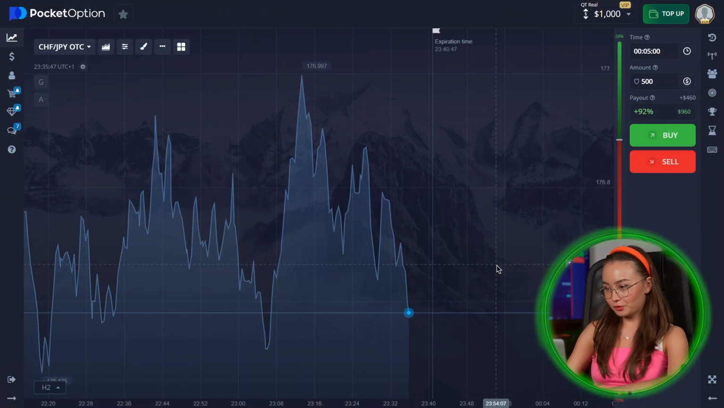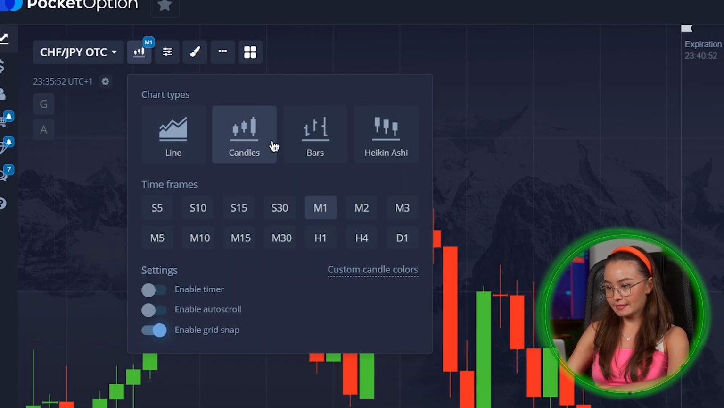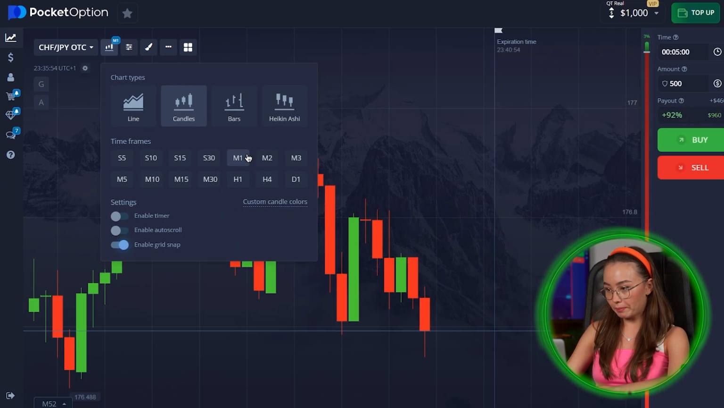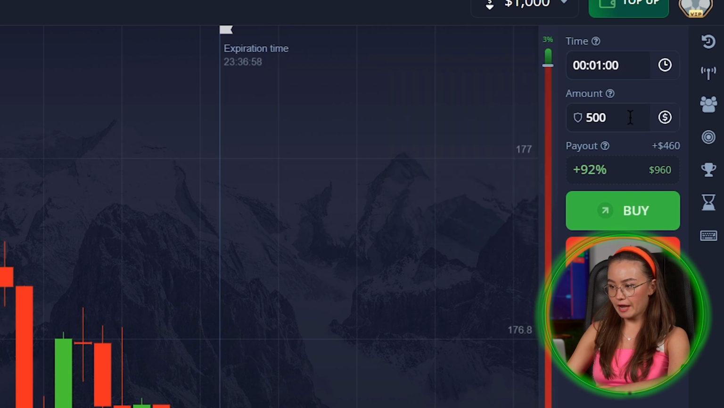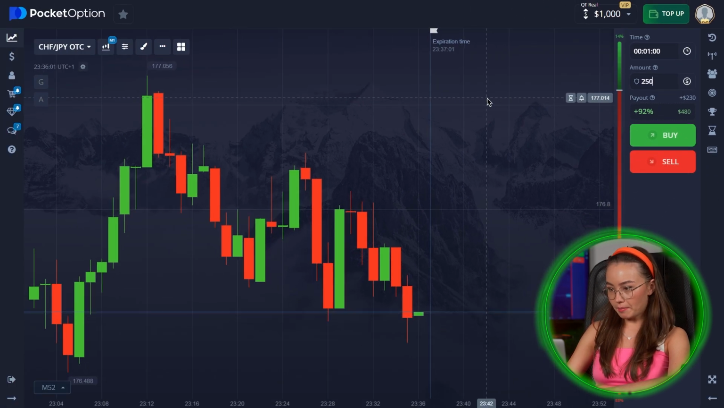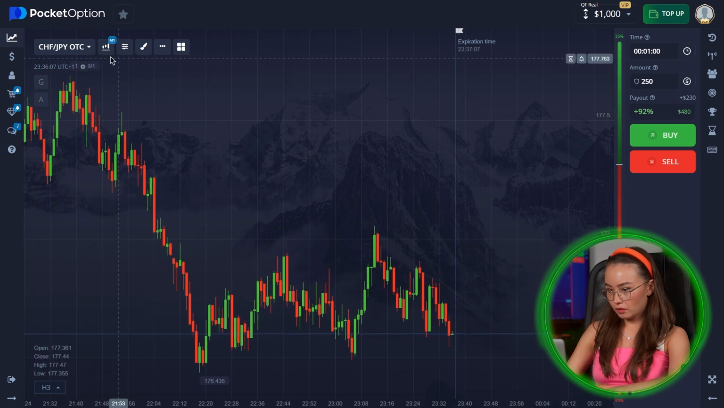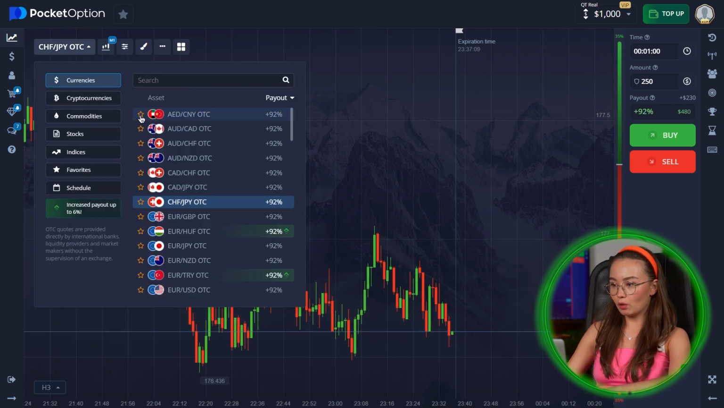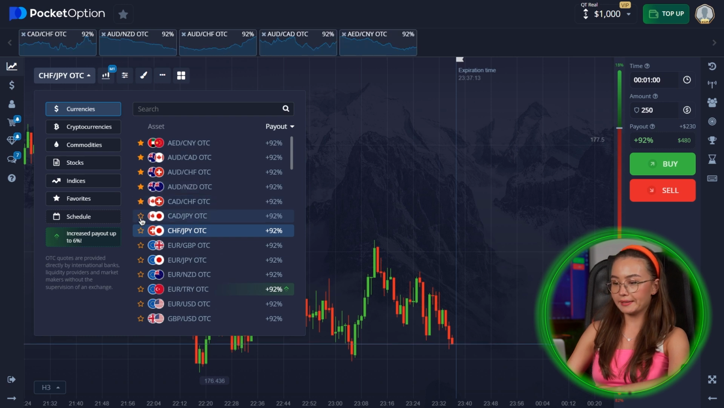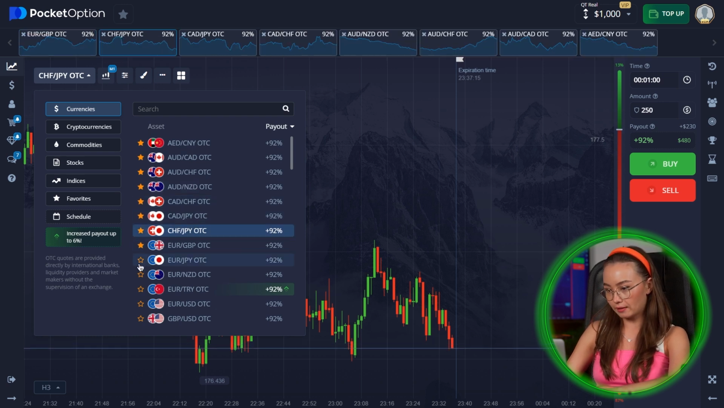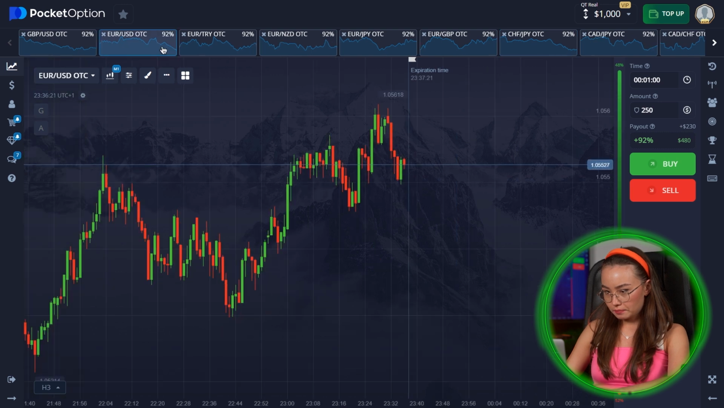Let's get ready to trade. Choose the chart type, candles, and set the time frame to 1 minute. Okay. I'm setting an expiration time of 1 minute. And the amount I'm investing will be 250. Remember to follow risk management principles and set an amount no more than 10% of your account balance. And let's choose the currency pairs.